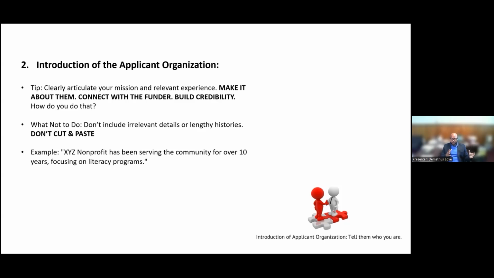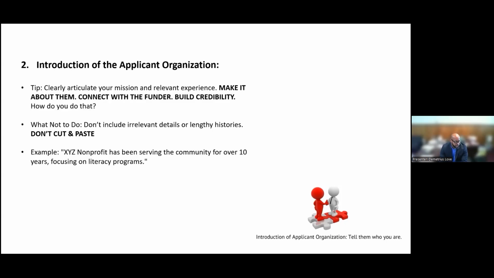Make the connection. Again, this is not about you. This is about them and how you align with that funder. So as I put in bold, do not, and it goes back to that myth about every application. You can use one single application for all applications. Do not, I repeat, cut and paste. You have killed your opportunity before you've gotten started.